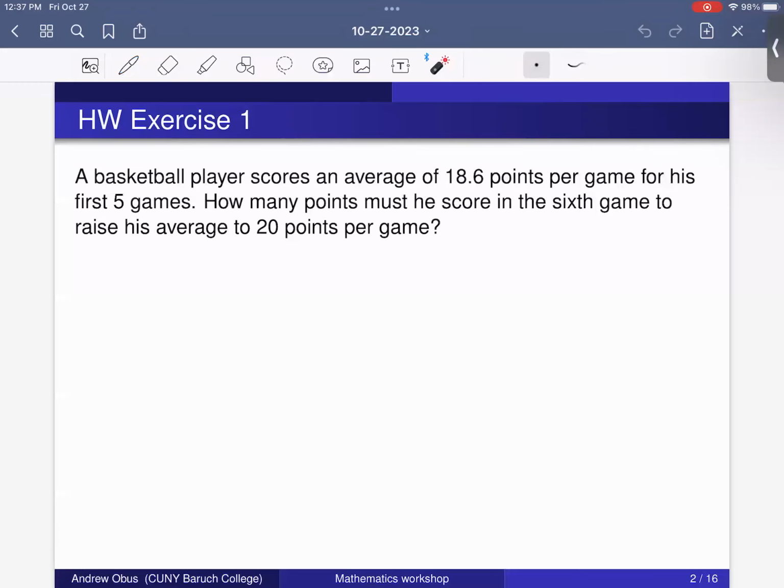Exercise 1 says that a basketball player scores an average of 18.6 points per game for his first 5 games. And the question is, how many points must he score in the 6th game to raise his average to 20 points per game? Okay. So does anybody want to give this a try?